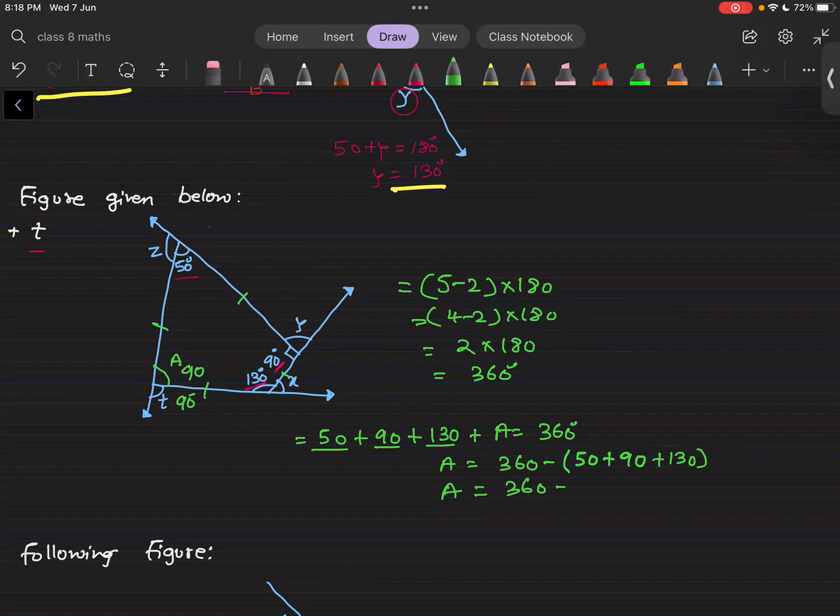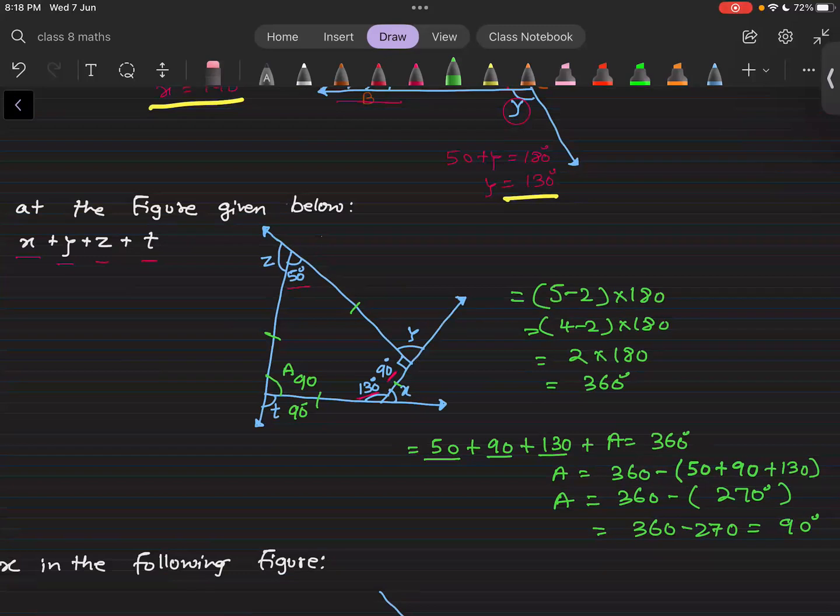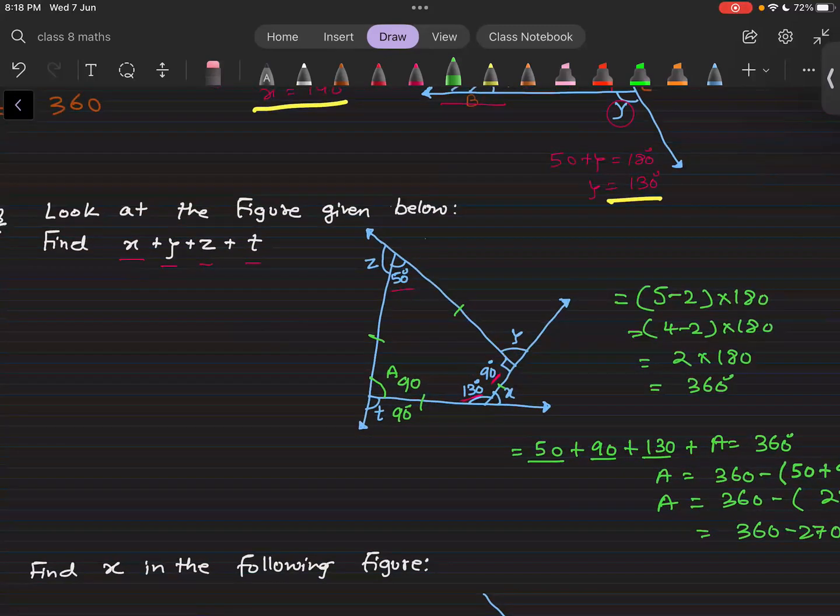What is the value in the bracket here? It's 270, right? So 360 minus 270, that gives me how much? 90 degree. All right, guys. So this T here is 90. Now what is the value of Z here? It is going to be 180 minus 50.